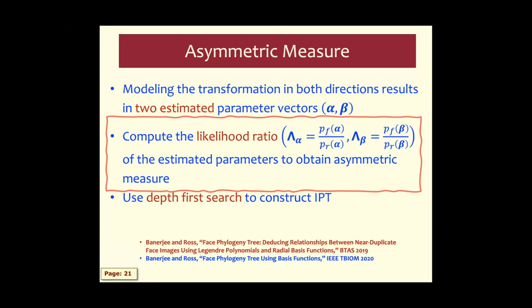Now, again, avoiding some of the more intricate details, what is happening here at a very high level is this. When you're given two images, A and B, you estimate two sets of parameters, so alpha and beta are vectors. And then you take the likelihood ratio associated with alpha and with beta. Now, this gives us an asymmetric measure. And this asymmetric measure can then be used to construct the matrix, and then you use depth first search to construct the IPT, which is the image phylogeny tree.